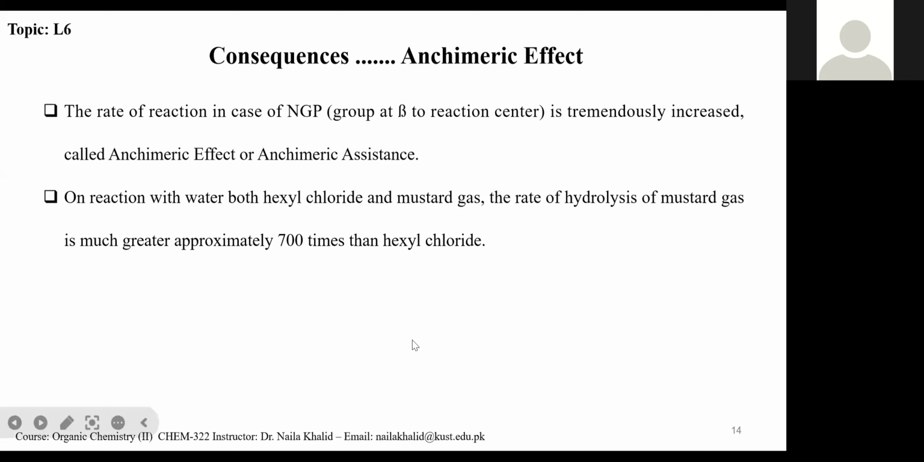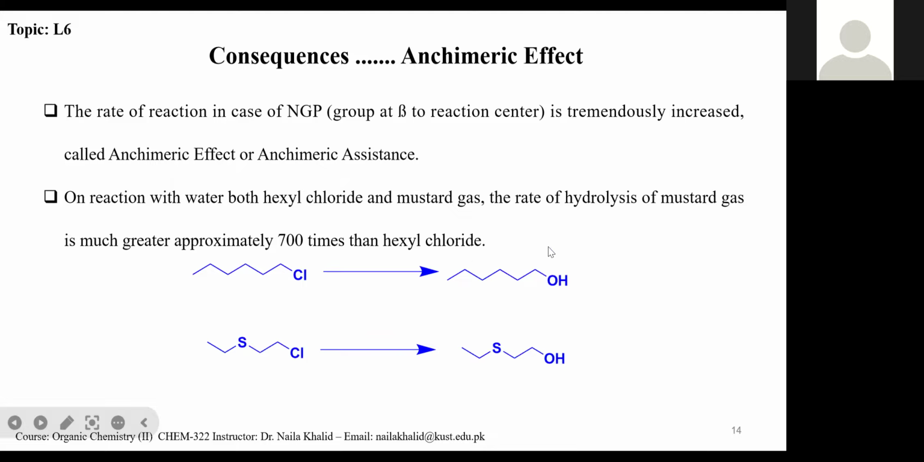This is an example. Here you can see hexyl chloride. There is no neighboring group, and it gives the hydrolysis product, the nucleophilic substituted product. This is substituted with OH. That is why it is called hydrolysis, hexyl chloride hydrolysis.